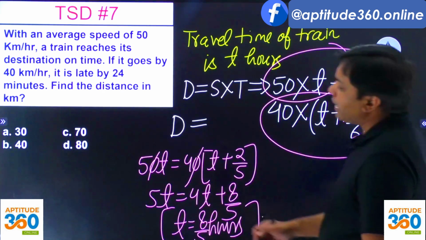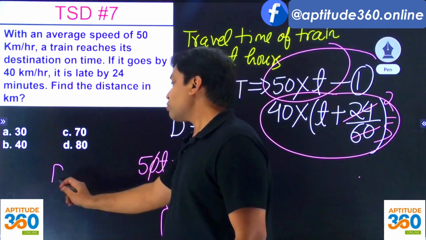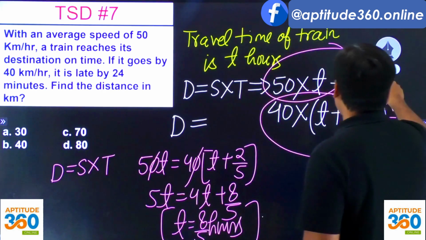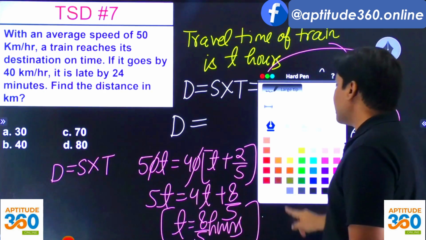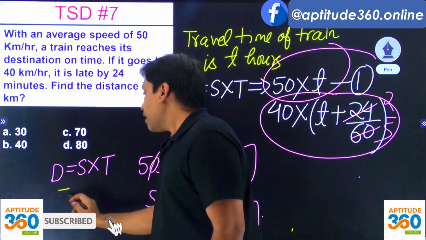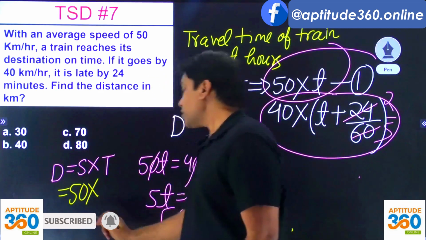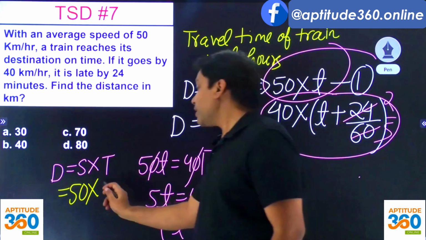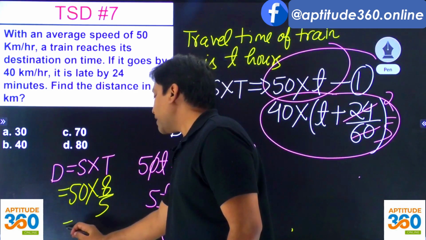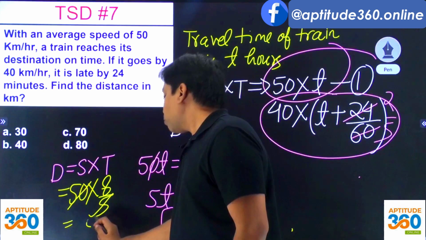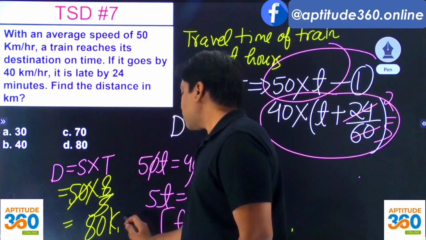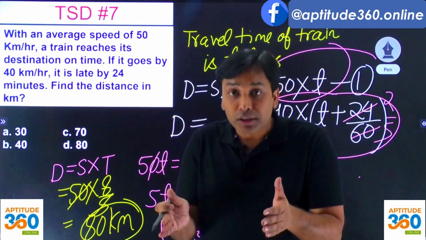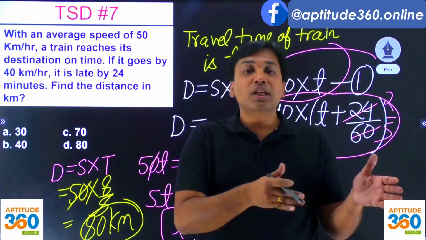And in order to find out the distance, करना क्या है? Distance is equal to speed into time. And if the train travels with 50 kilometers per hour, speed is 50. What is the travel time that we have found out? T is, we have found out 8 by 5. If you multiply 50 with 8 by 5, then what is going to be the distance? Distance comes out as 80 kilometers. So what did I say? When distances are constant, then S1 T1 is equal to S2 T2.